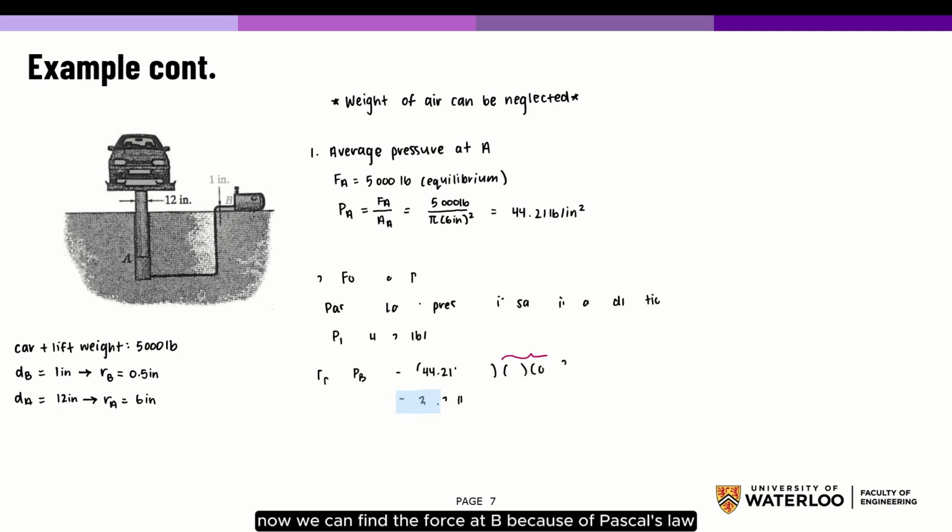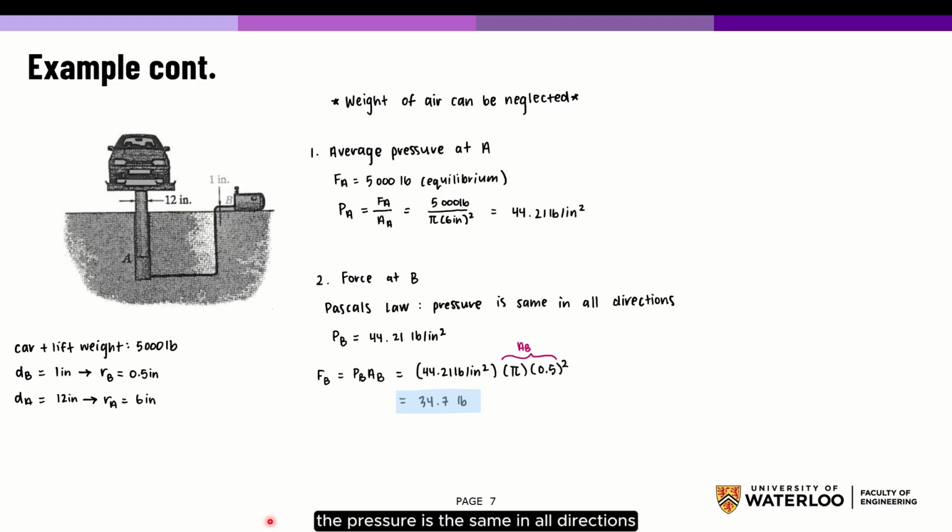Now we can find the force at B. Because of Pascal's law, the pressure is the same in all directions. Pressure at B is also 44.21 pounds per inch squared. Now we can find the force using the formula pressure times area, giving us a force of 34.7 pounds at B.